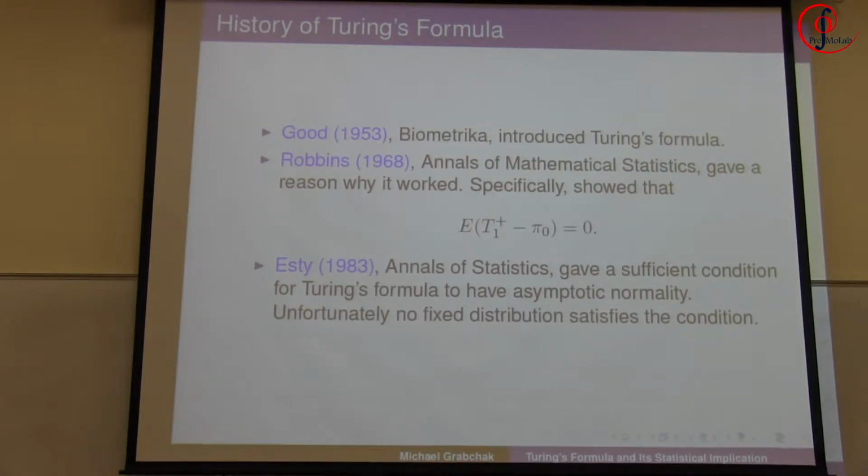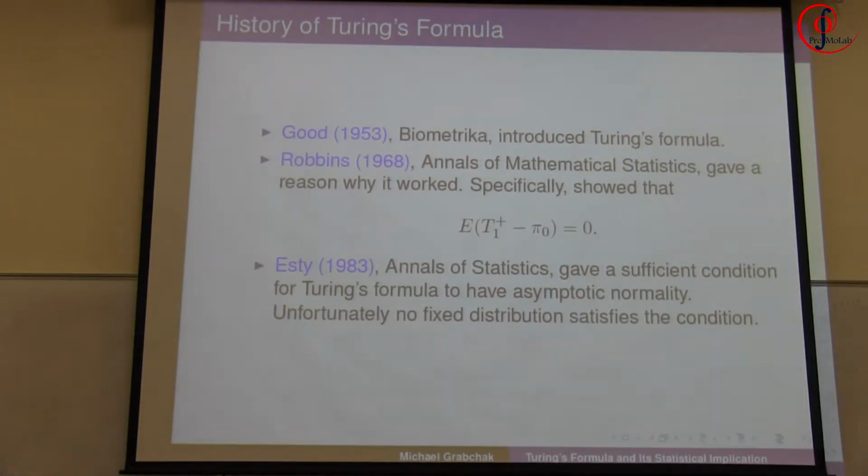Now let me give you a brief history of Turing's formula. In 1953, Good published this formula in Biometrika. He tried to motivate it using some empirical Bayes formulation, and that was the first time it appeared. He gave credit for it to Alan Turing. I think this was just a year or so before Turing's death, and I don't think he was working on these kinds of problems, but that's the origin of the formula. Then in 1968, Robbins tried to explain how the formula works, and he gave this intuition that if you give me one more observation, then we'll have an unbiased formula.